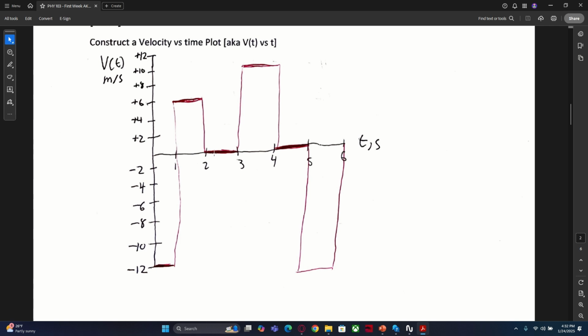And then between 2 and 3 seconds, we got 0. And then between 3 and 4 seconds, we got positive 10. Between 4 and 5 seconds, it was at 0. And between 5 and 6 seconds, it was again at negative 12. And then just labeling our graph v of t in meters per second and time t in units of seconds.